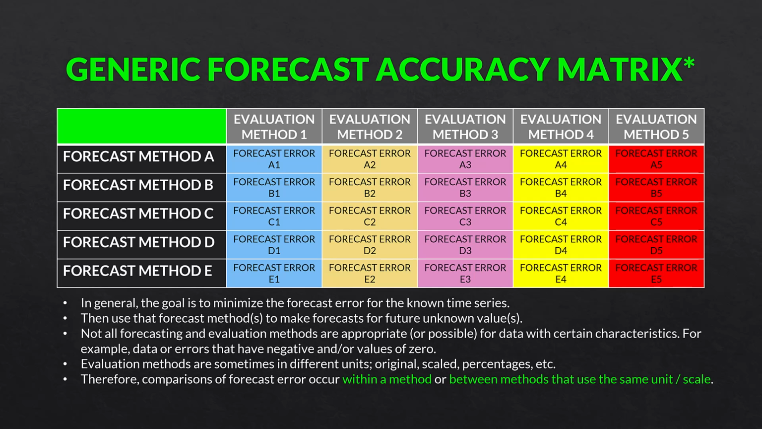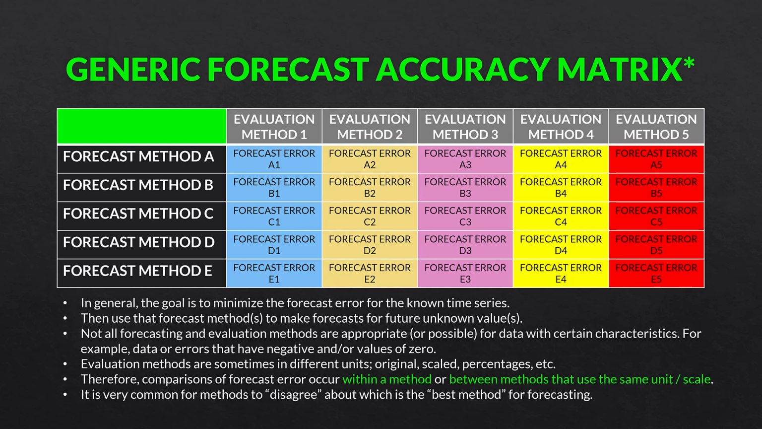So you could have forecast errors that are in the original units. You could have some that are scaled in some way. You could have some that are percentages. Now, of course, you can't really compare those apples to apples. So you're comparing within a method and then looking across where the best one might be in a given forecast method. Now, it's very common for methods to disagree about which is the best method for forecasting.